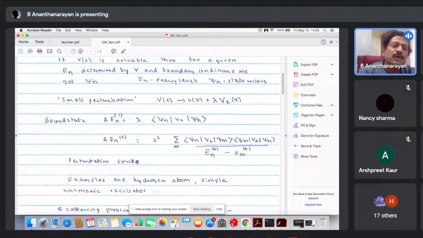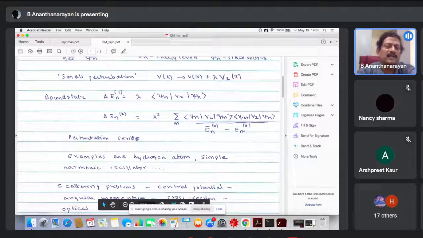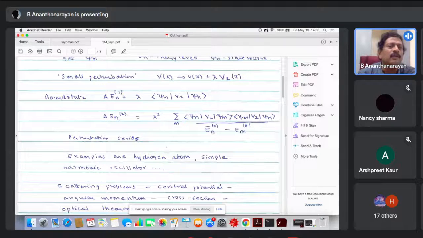Okay, this thing is called a perturbation series. This is something that you have seen in quantum mechanics. And this happens in a hydrogen atom and a simple harmonic oscillator. You can take the hydrogen atom states and then you can have a weak magnetic field, and you can figure out what are the corrections to the energy levels.